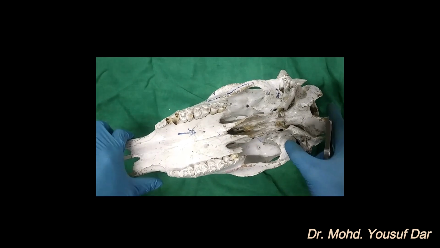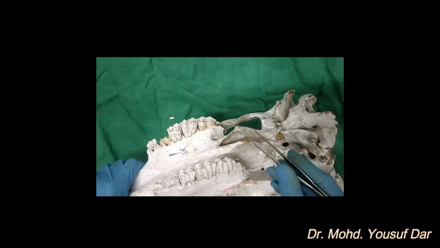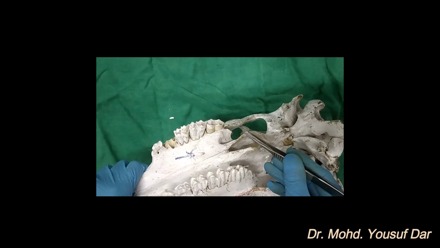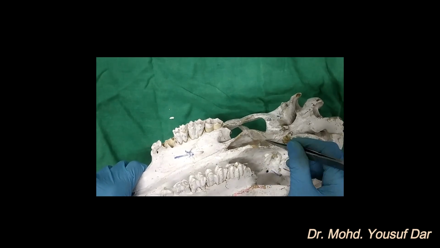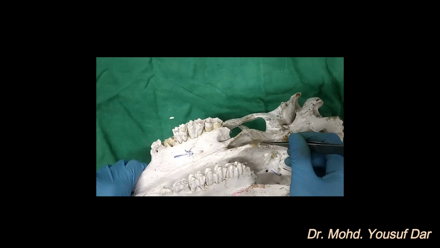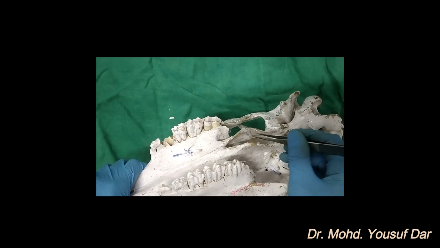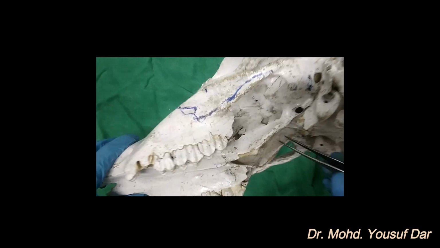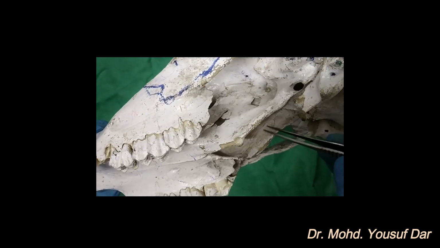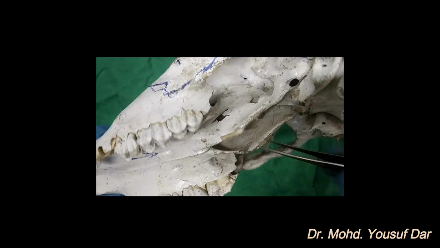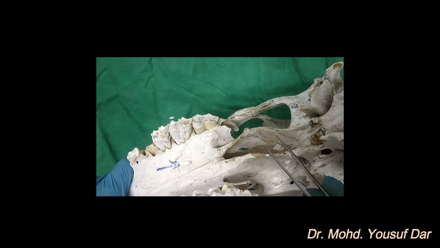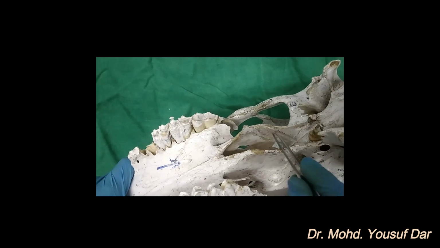Then we have the pterygoid bone. You can see this is the process, the annulus, and this is the pterygoid bone. From this side you can see this is the pterygoid. Here you can see very clearly on this side, this is the pterygoid.